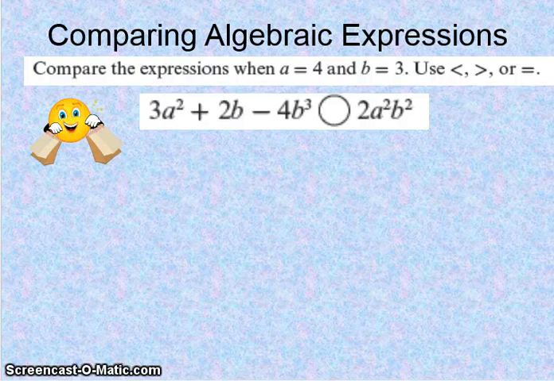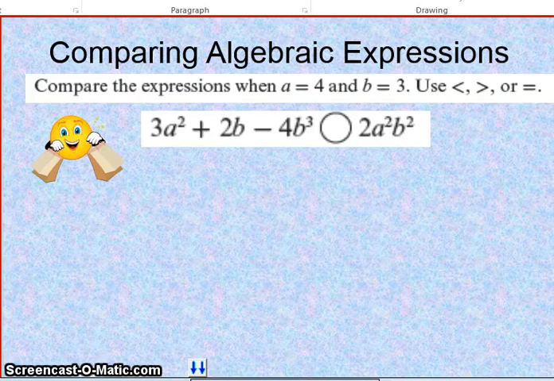Here we want to compare some algebraic expressions when a equals 4 and b equals 3, and we're going to use less than, greater than, or equal to. Before we can compare them, we have to find out what numerical value they're equal to. So we need to simplify this expression and simplify this expression, and then find out which one's bigger, which one's smaller, or are they equal.